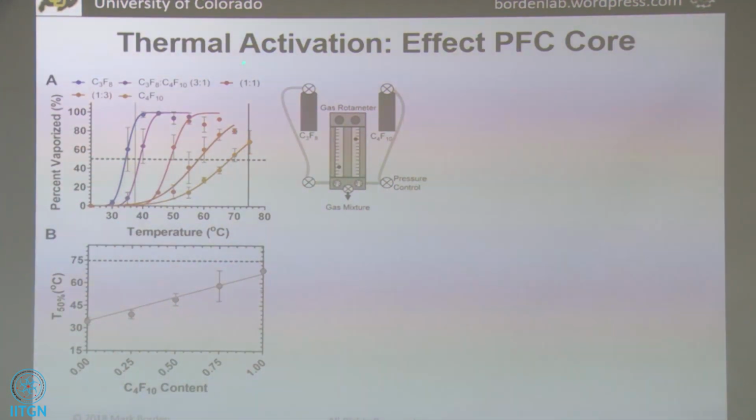But we looked very carefully at thermal activation of lipids, and then we looked at the peripheral carbon core. One thing that was interesting was the ability to tune the temperature at which the droplets vaporize by using mixtures. There's a certain temperature that C3F8 will vaporize at, there's a certain temperature that C4F10 will vaporize at. It turns out that ideally you would be somewhere in between those. So can we get there by using a mixture of those two?